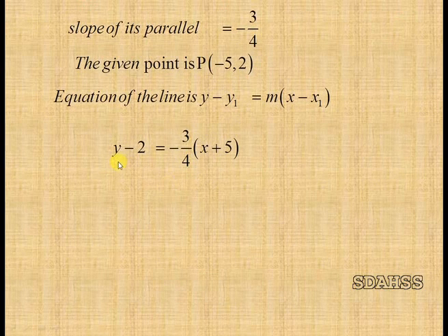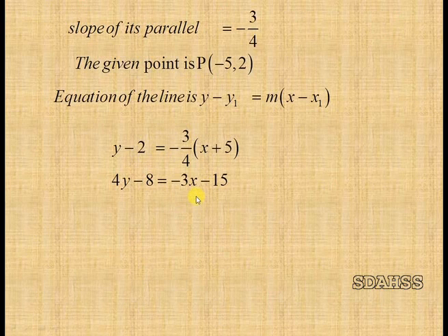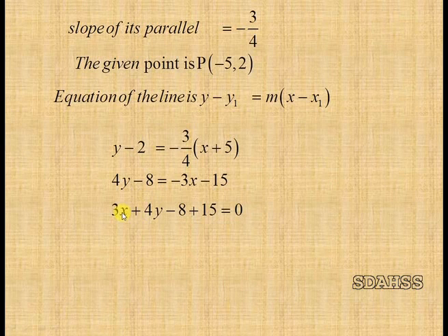Cross multiply. So 4y minus 8 is equal to, multiply the minus 3 inside the bracket, so you have minus 3x minus 15. Bring these two terms to the other side, it becomes positive. So 3x plus 4y minus 8 plus 15, that is 7, is equal to 0. This is the required equation of a straight line.